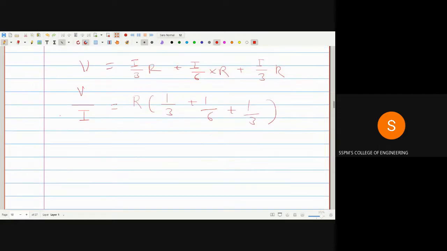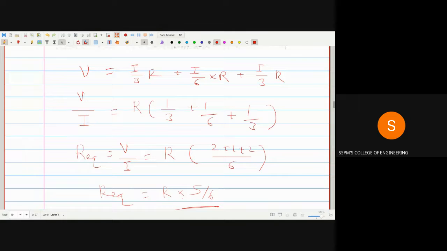Now the voltage is applied between A and B and the current flowing through the A and B is I. So the voltage according to Ohm's law, V upon I can be considered as the equivalent resistance is equal to R, and 1/3 plus 1/6 plus 1/3, LCM is 6, 2 plus 1 plus 2. So what is equivalent resistance? The equivalent resistance is R into 5/6.